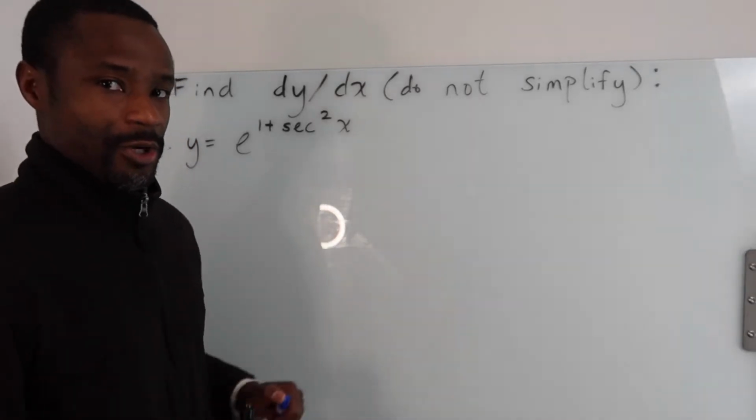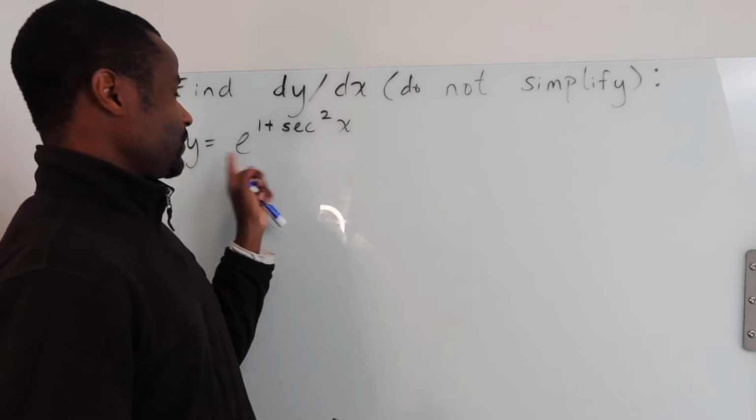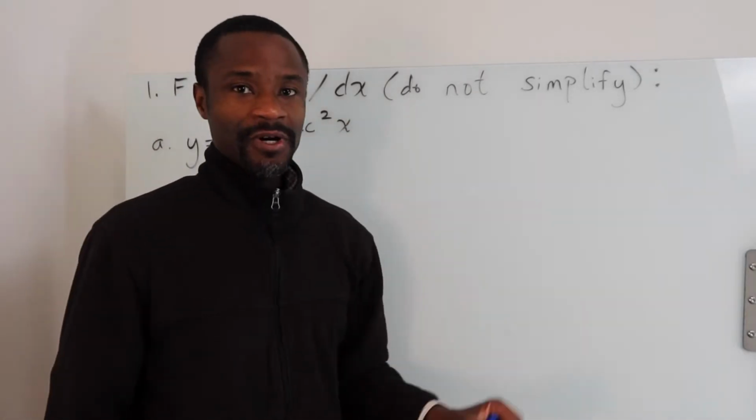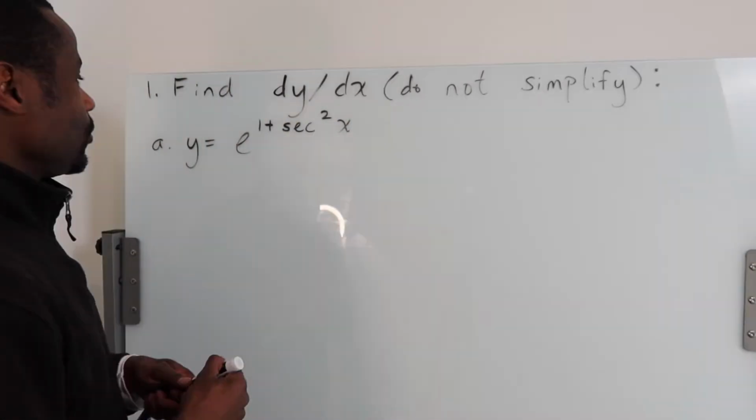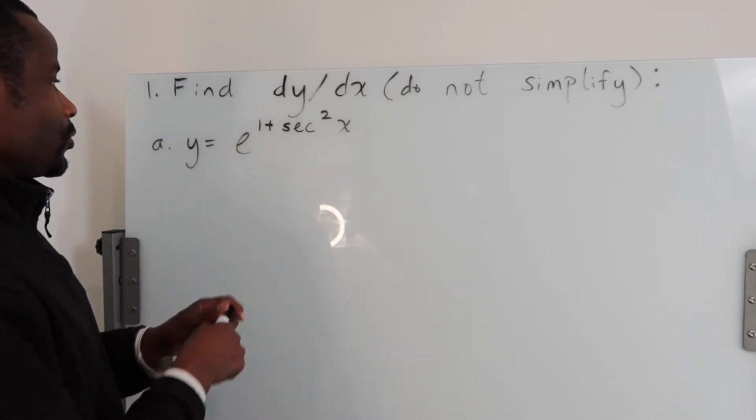Hi, we have a calculus problem here. We are told to find the derivative with respect to x of the following, and we are asked now to simplify. Part A says the following: y equals e to the 1 plus secant squared x. So how do we go about solving this?